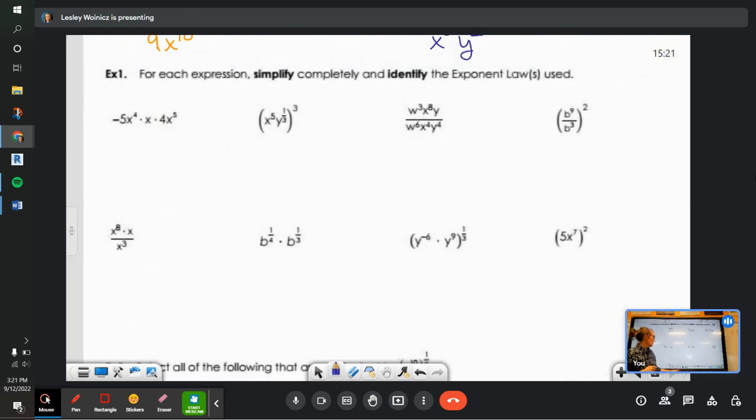All right, look at the first one. What operation is happening between all of these terms? All of these factors, I mean. What do these dots mean? Multiply. So is this the product rule, quotient rule, or power rule? Let us finish really quick. Okay, this is important. Product, quotient, or power? Product.